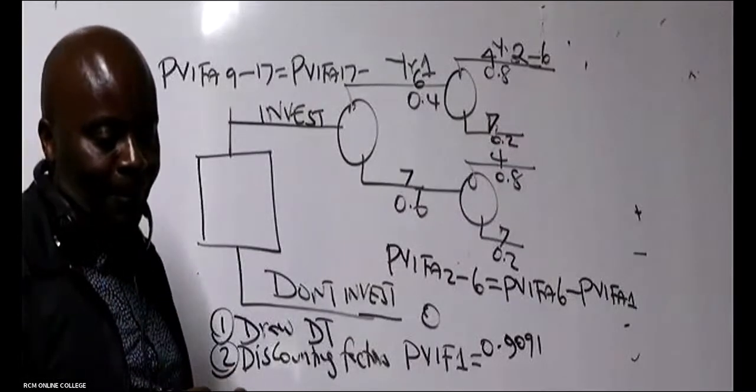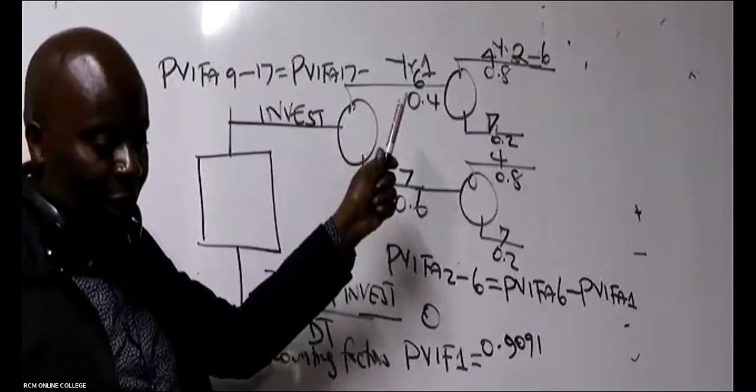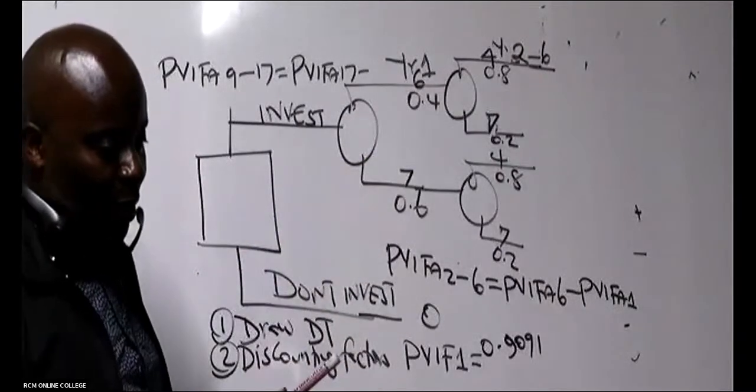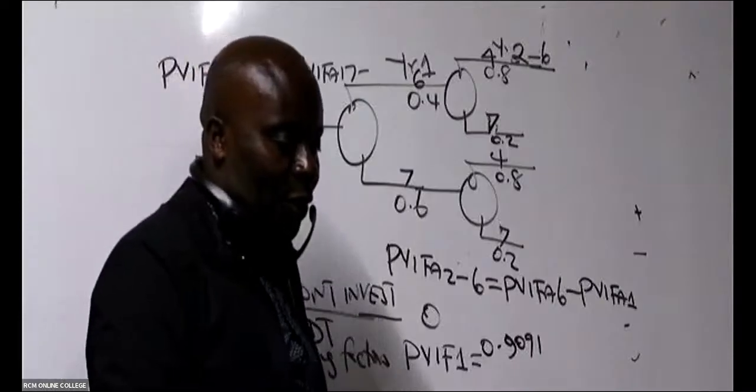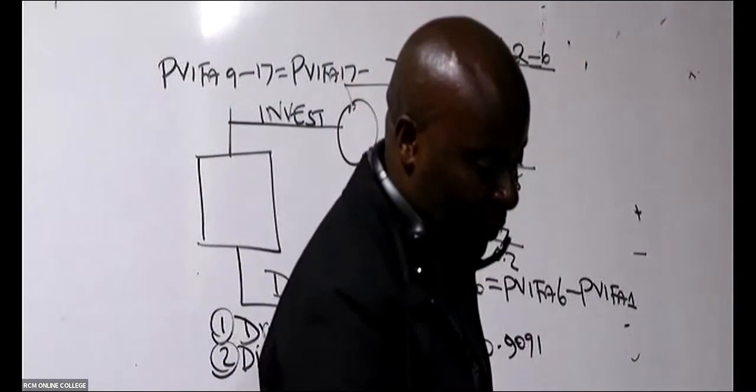PVFA 8. Now please listen. How do we get the years? Remember, the years were given in the question. So do we have PVFA 6? Remember the cost of capital is 10%.